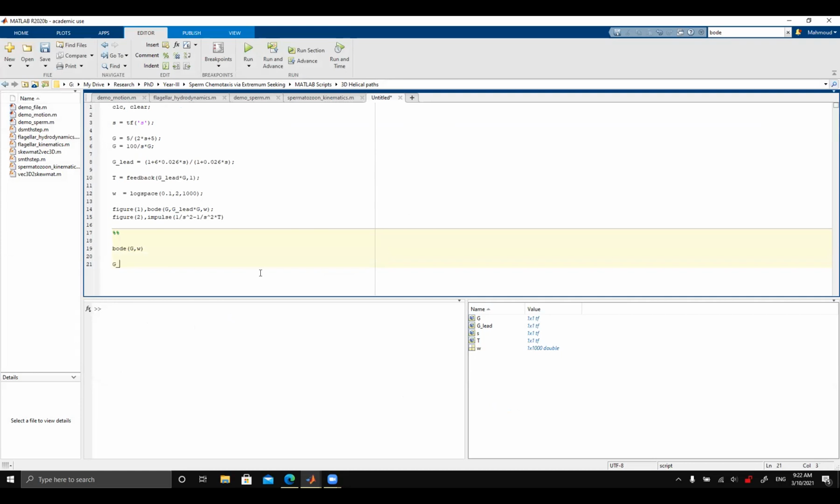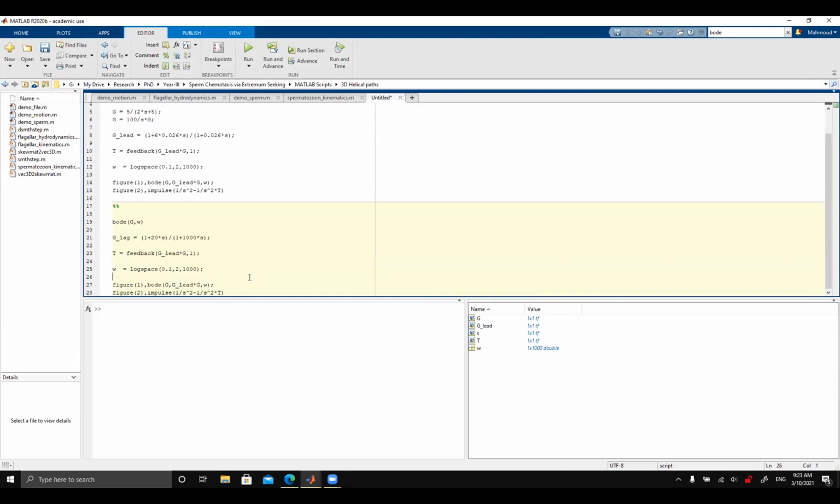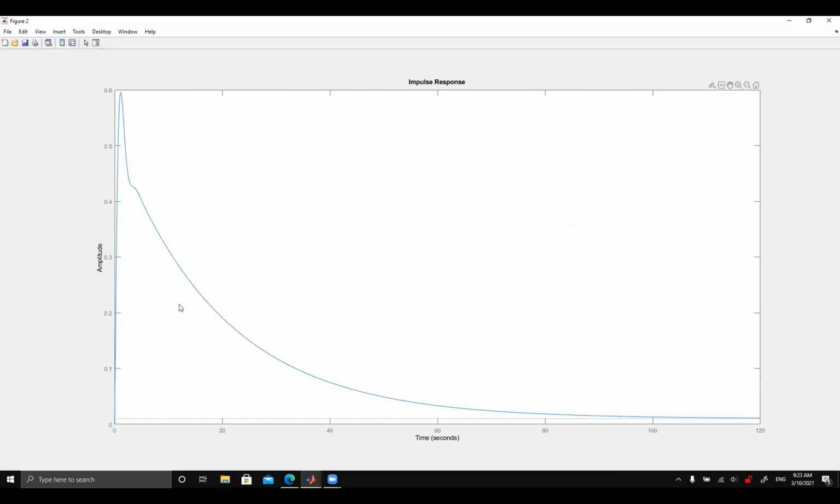So let's call this one G lag, equal to 1 plus 20 times S divided by 1 plus 1000 times S. Again, same thing, I'm just going to run the same, and instead of this, do that. This is the lag. So this is the steady state error. We see that it decays at a much slower pace, but it eventually reaches 0.01.